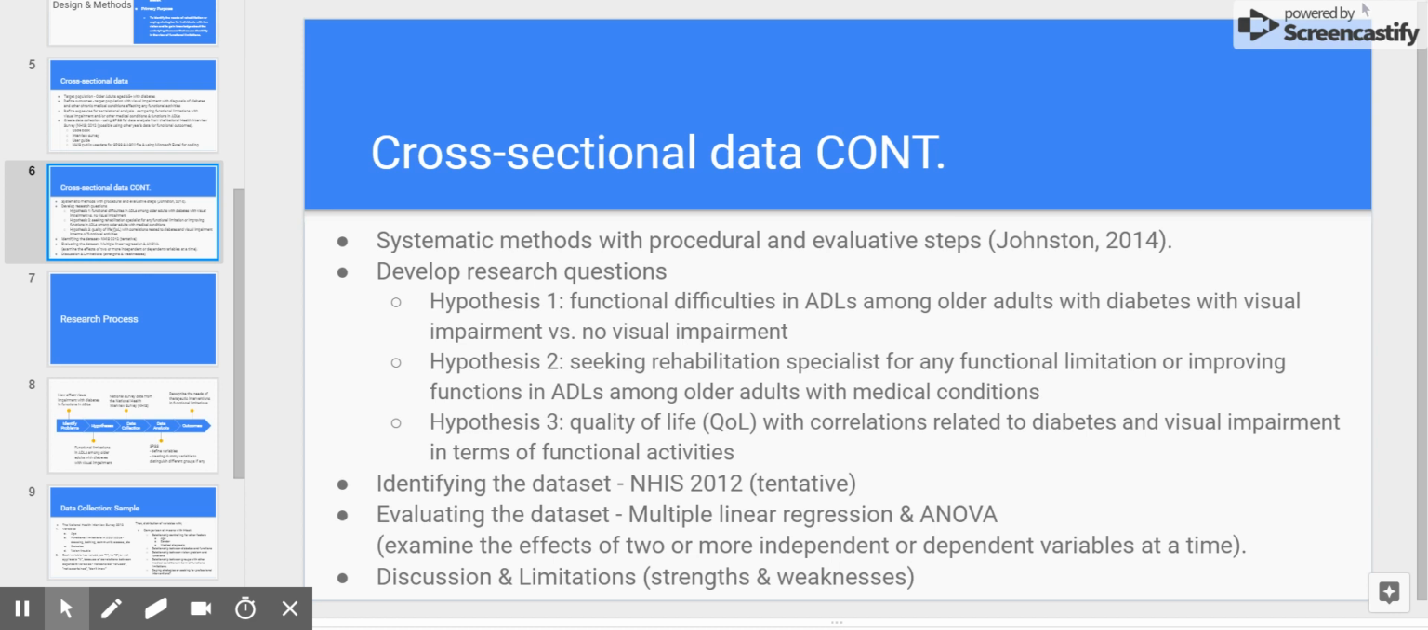So technically this research, cross-sectional data, is comparing functional conditions with diabetes, visual impairment or not. And also I definitely discuss about the limitations of the study and what I want to go further from my research.